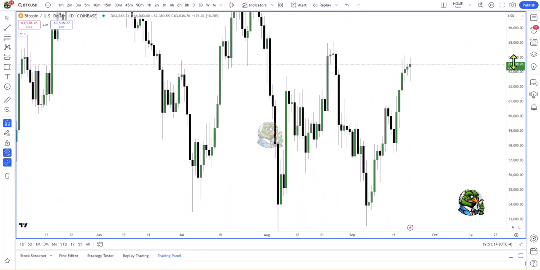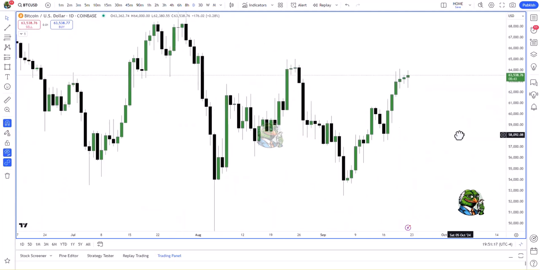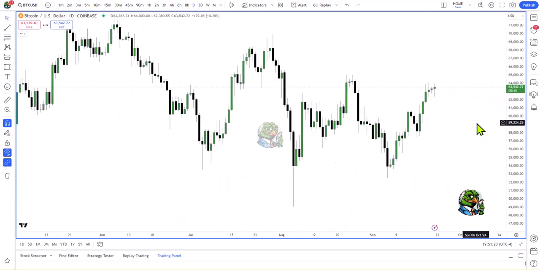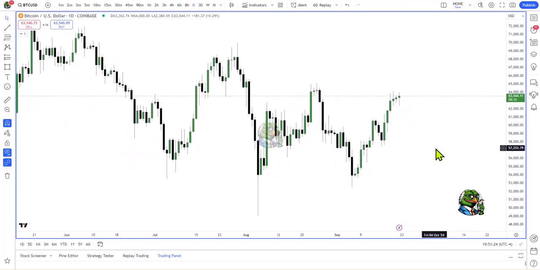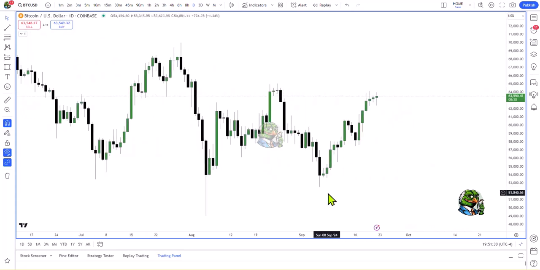Now, remember, anything I say in this analysis is not a trade recommendation. I'm just showing you how, with this knowledge, you're able to read price. It's all about price action. The market moves down, right?